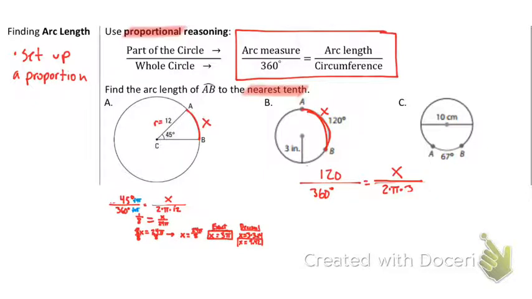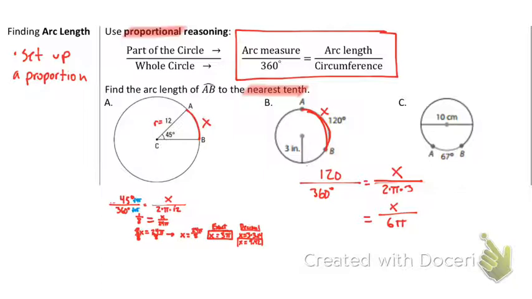All right, and now let's start cleaning this up. I want to clean up my circumference first. I'm not going to multiply out pi. So it's equal to x over 6 pi, because 2 times 3. And now we're going to reduce 120 divided by 360, if at all possible. So we want to reduce as low as possible if we can.